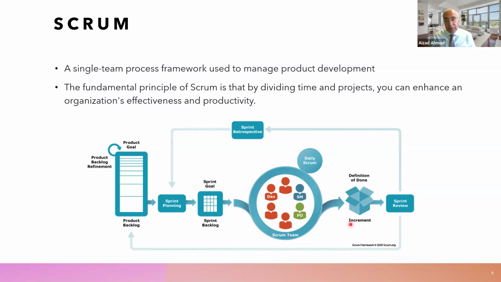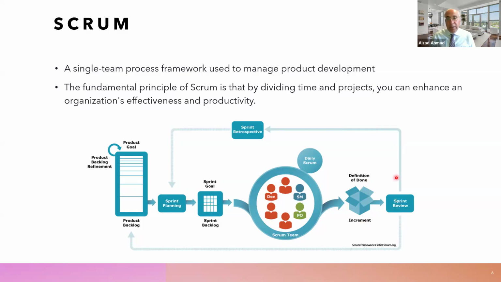An increment is a usable part of the whole software that you are making. And it should be complete, meeting the definition of done, meaning it should be functional. And that will be reviewed in the sprint review meeting at the end of the sprint. So you will continue this cycle every 2 weeks until the work is completed.